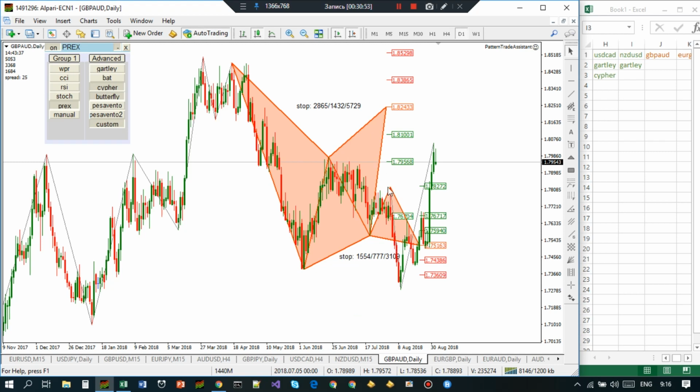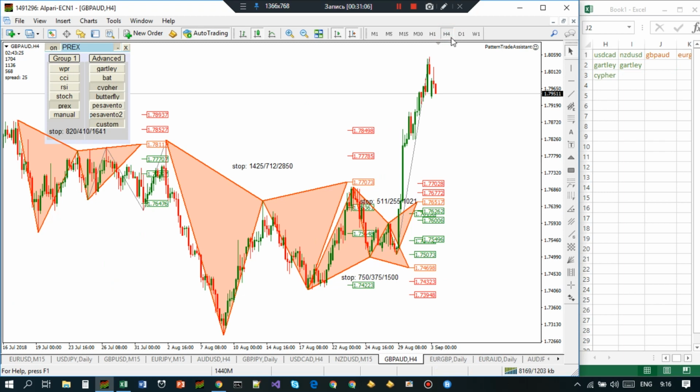Okay, so what do we have here? We have a failed pattern, and of course if you use these warning signs filters, this trade should be filtered, of course. You shouldn't have any losses on this pattern. Then go to 4 hour, same here. If you use that filter, it should be filtered.